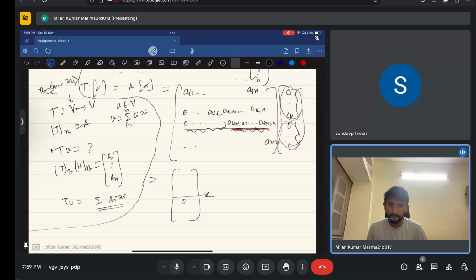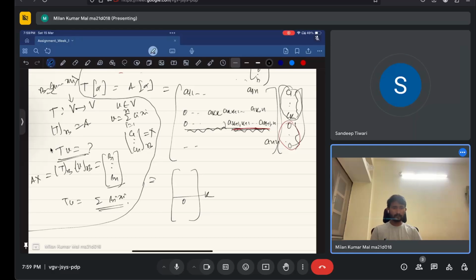Suppose T is a linear operator from a vector space V to V. X1 to Xn is an order basis for V, and the matrix representation of T with respect to order basis B is A. Any element v belonging to capital V can be written as summation of Ci xi, that can be represented as a column vector Cn with respect to the order basis beta. Now, what is the TV? First, I have to find A and this column vector X. Then I have to find AX, that must be a column vector. Suppose B1, B2, Bn. Then TV is summation of Bi xi.